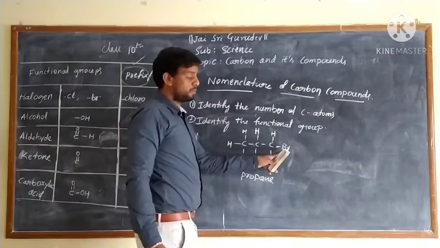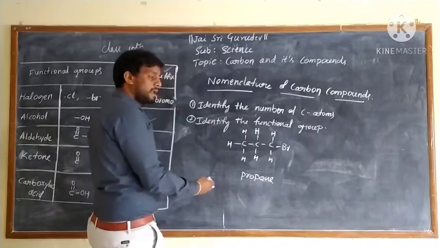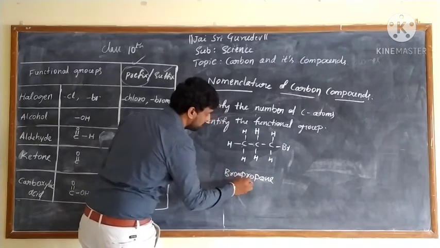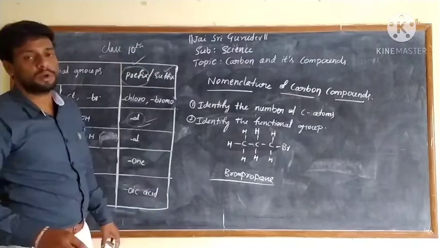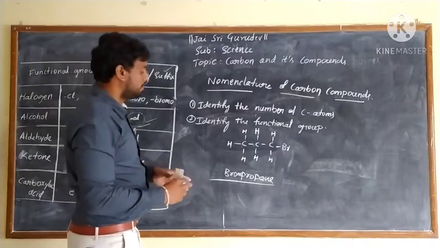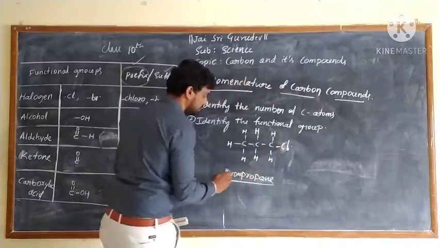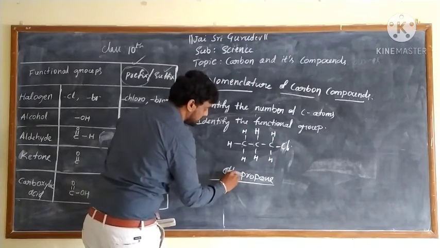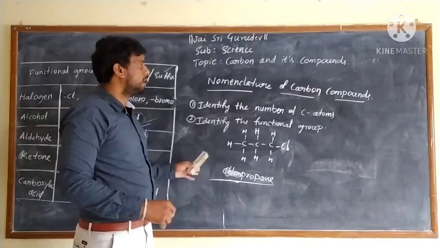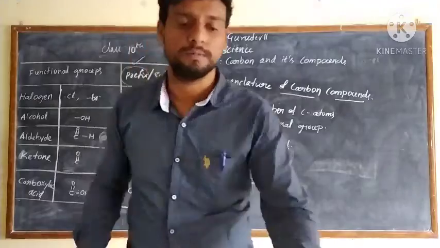Yes, bromo is the prefix, so we have to add it before the name, that is bromo. Propane is the compound name. This is the carbon compound name. If chloro comes, here the name changes to chloro. Chloropropane. So this is the nomenclature of carbon compounds.